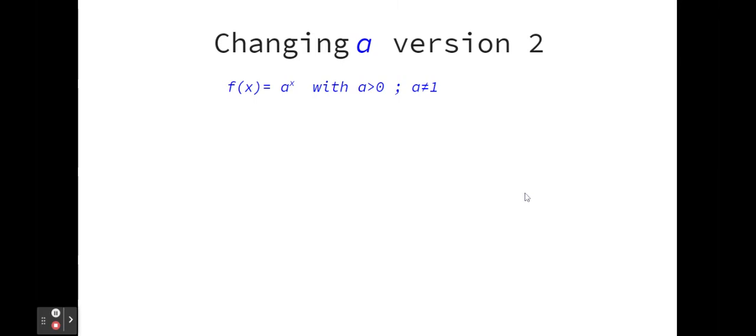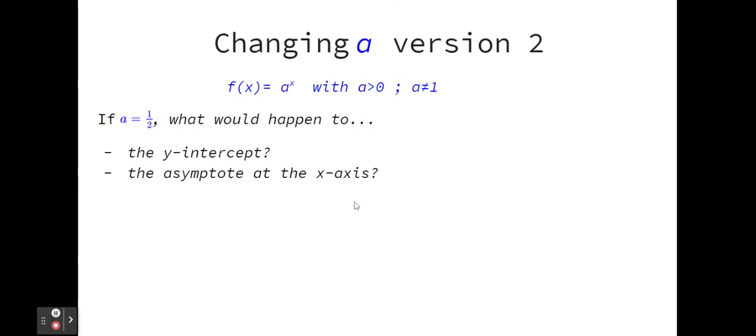Okay, so now let's look at another variation of this. What happens when a is 1/2? In other words, a value between 0 and 1. And the same questions: what happens to each of these elements? The y-intercept, the asymptote, the constant ratio, and the graph, along with the table of values. So again, take a moment to think what would happen if a was equal to 1/2. In other words, our function would be f of x equals 1/2 to the power of x.